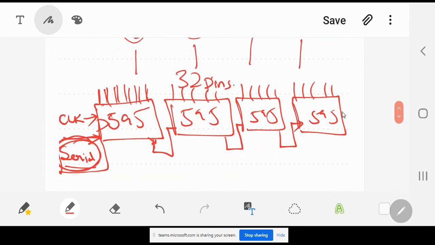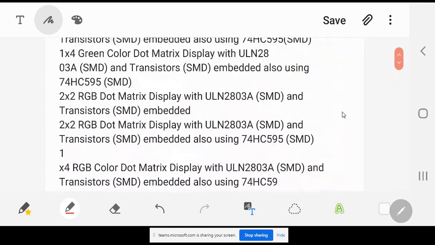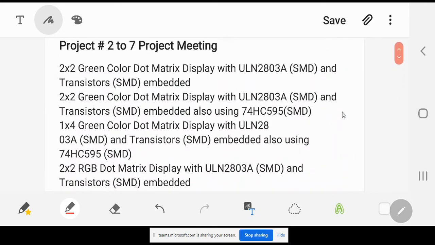So all those projects which have that 74HC595, they are just going to take in serial data. Certainly there will be some male header over there from where the serial data will go in, and then you are going to take 8-bit data out from each one of them. Now there were 32 pins over there. For example, there is a project over here that is 2x2, that is a green color dot matrix.